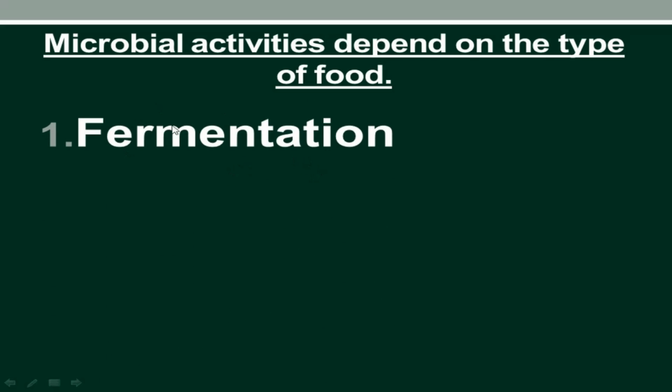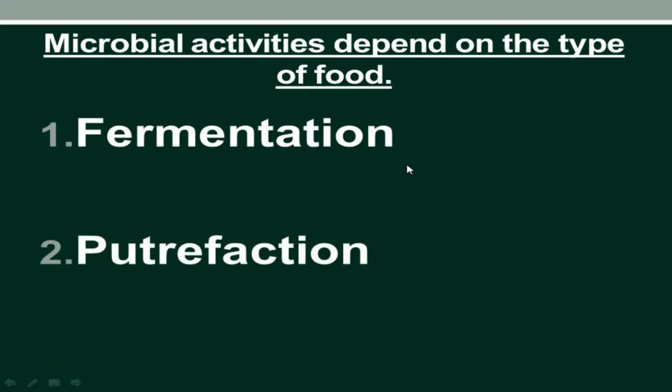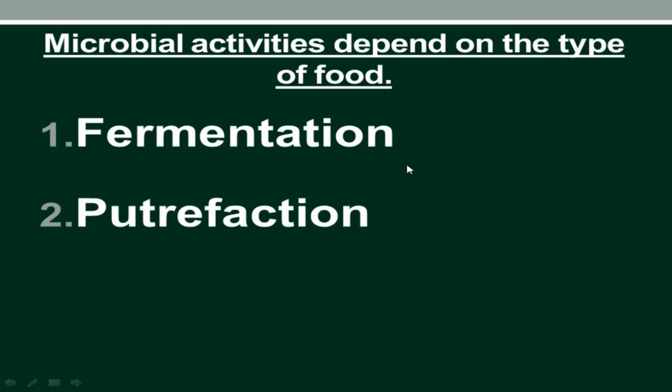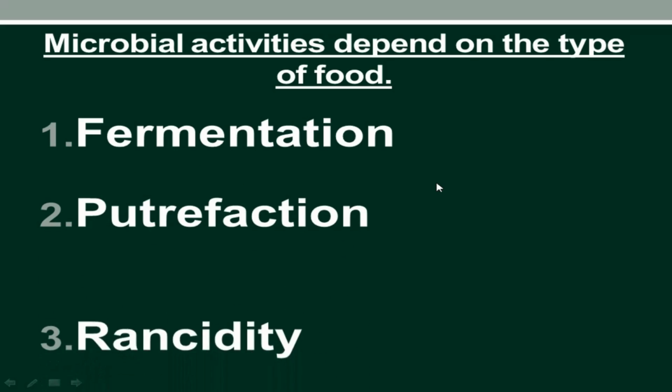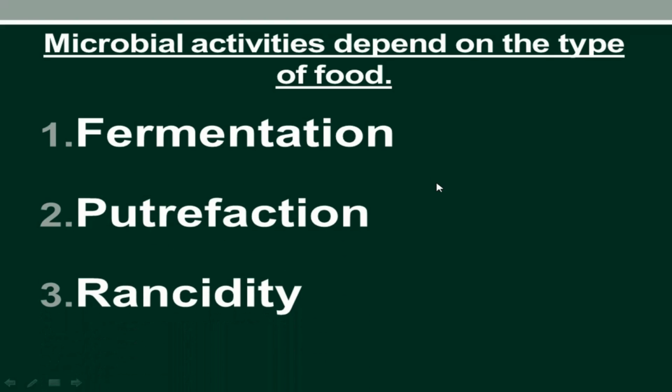Then we will learn about the different types of microbial activities on the food. The first one is fermentation. The second one is putrefaction. The third one is rancidity. So fermentation, putrefaction and rancidity are the different types of microbial activities on the food.